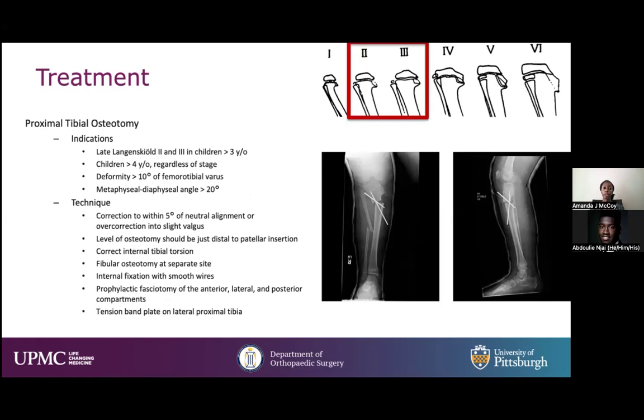It's often important to add a tension band plate at the same time to tether that lateral growth plate. Generally, you do want to correct to about 5 degrees of neutral alignment, and sometimes you want to consider overcorrecting to valgus. Although the deformity happens at the physis, you really can't do a good osteotomy at the physis. So oftentimes you're going to do your osteotomy just distal to the patellar tendon insertion.